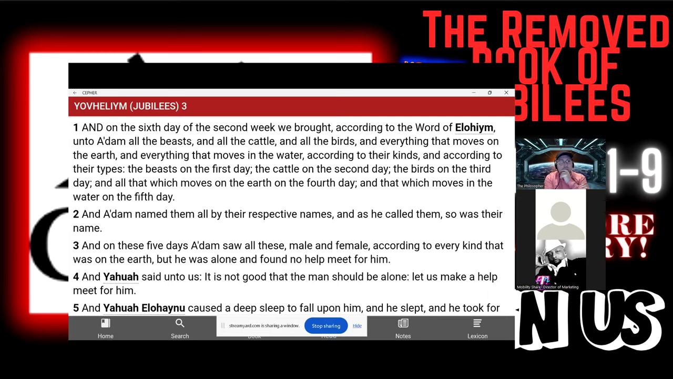Chapter 3. And on the sixth day of the second week, we brought, according to the word of Yahuwah, unto Adam all the beasts and all the cattle and all the birds and everything that moves on the earth, and everything that moves in the water, according to their kinds and according to their types, the beast on the first day, the cattle on the second day, the birds on the third day, and all that which moves on the earth on the fourth day, and that which moves in the water on the fifth day. And Adam named them all by their respective names, and as he called them, so was their name.